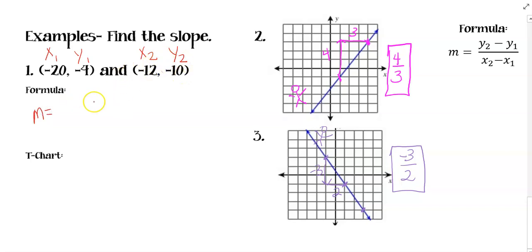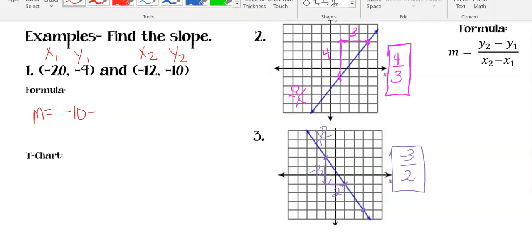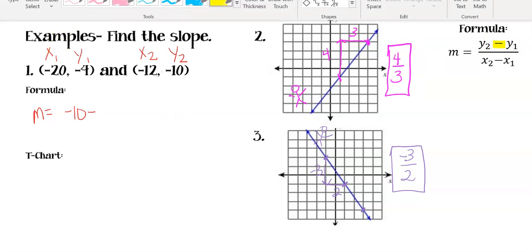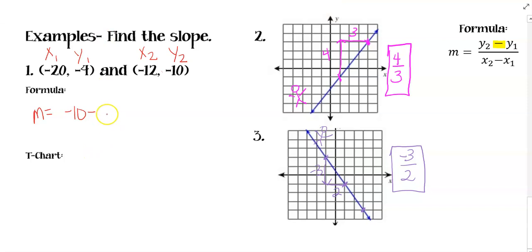y sub 2 is negative 10, and then I'm going to write a minus before I look at anything else, because there's a minus right here in the formula. Then I'm going to go back up to it, and my colors disappeared. Sorry. And then I'm going to do my minus negative 4.